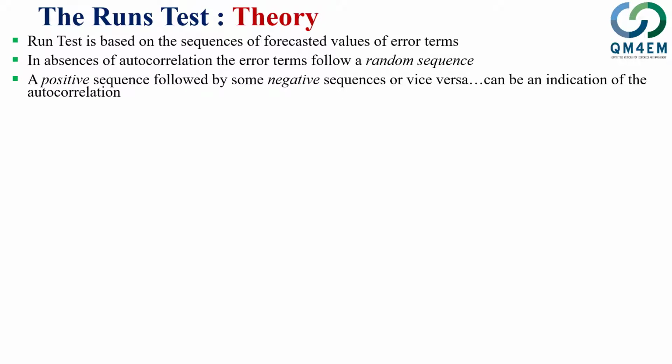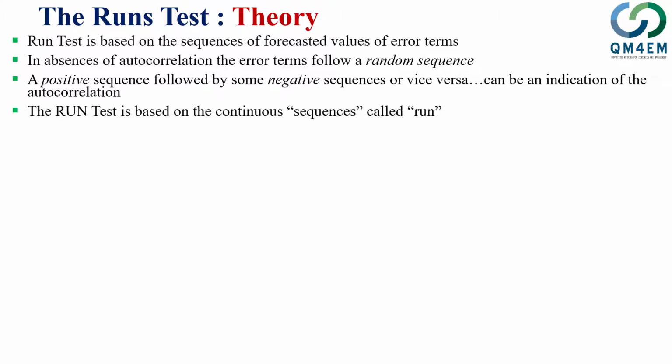In the absence of correlation among these successive values, you would expect them to follow a random sequence. However, sometimes you may come across a case where there is a positive sequence of the forecasted residual term followed by a negative sequence, or vice versa. If that kind of pattern does exist, that could be an indication of the presence of autocorrelation. The run test is based on following such sequences of negative and positive forecasted values of the error terms. And to use the technical term, this sequence is called a run.